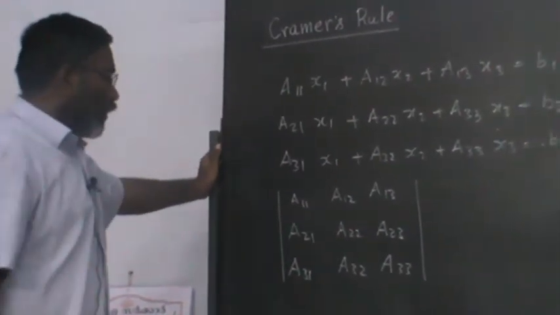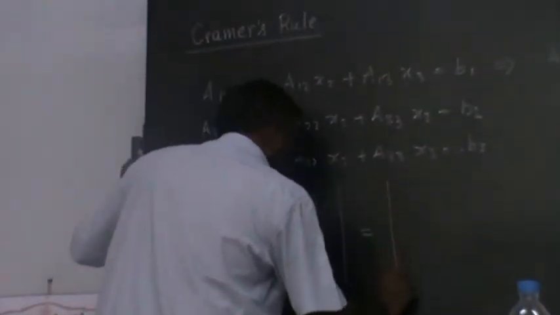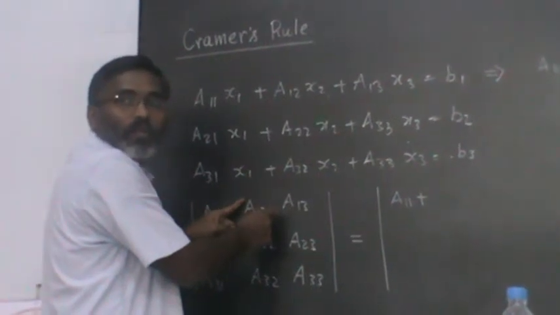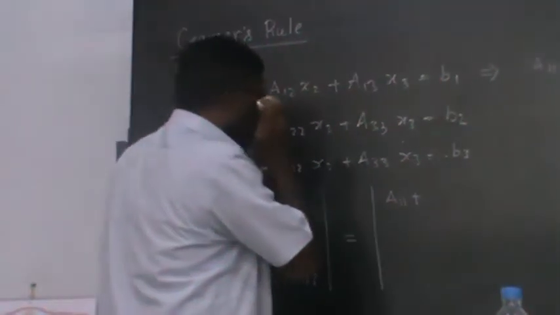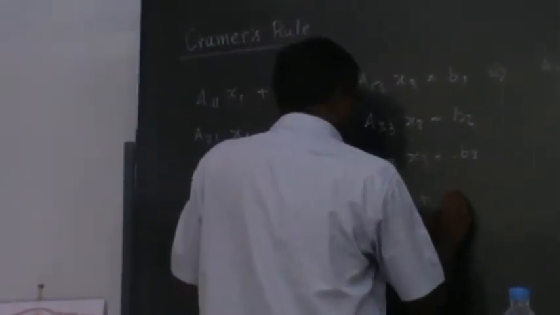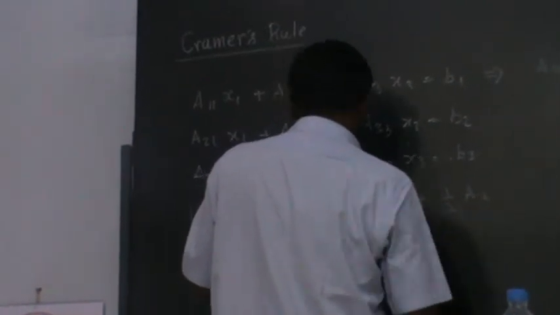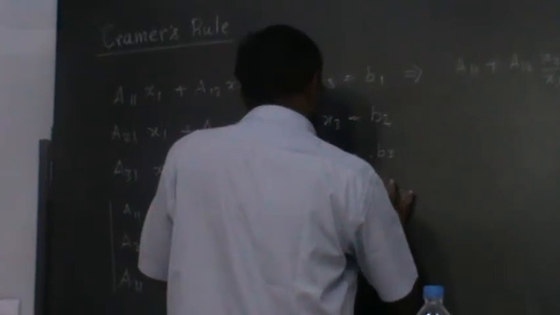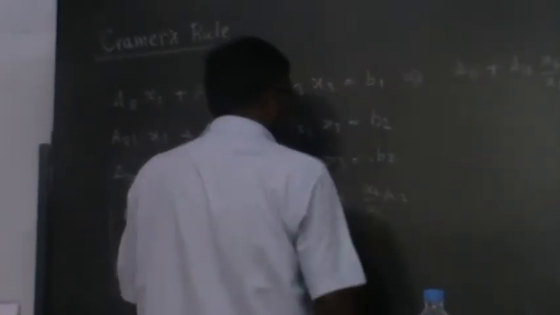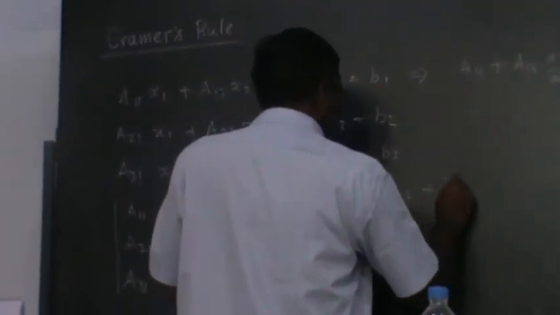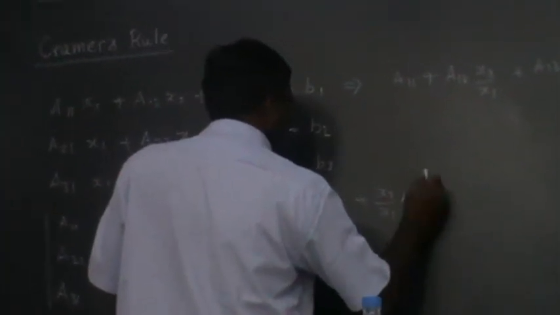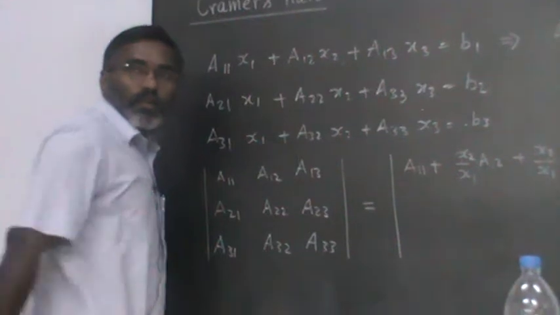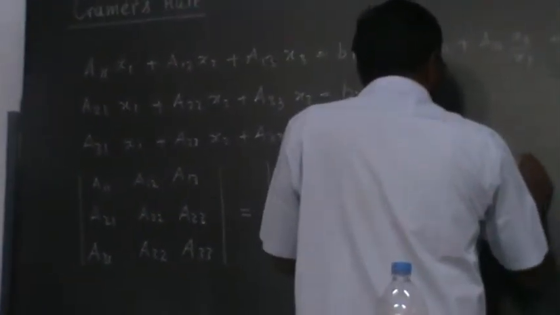Now what I will do, this determinant is the same as the determinant of a11 plus x2 by x1 times a12 plus x3 by x1 times a13. So for the first column, I am adding x2 by x1 times the second column and x3 by x1 times the third column. Okay? And then the remaining things I will leave as such, a12, a13.